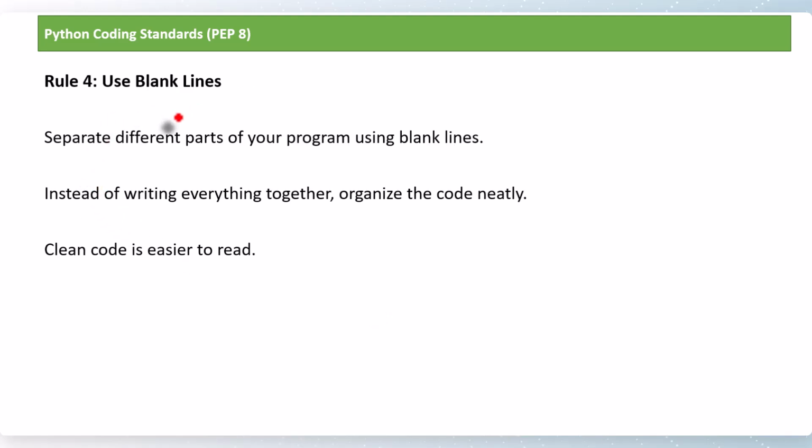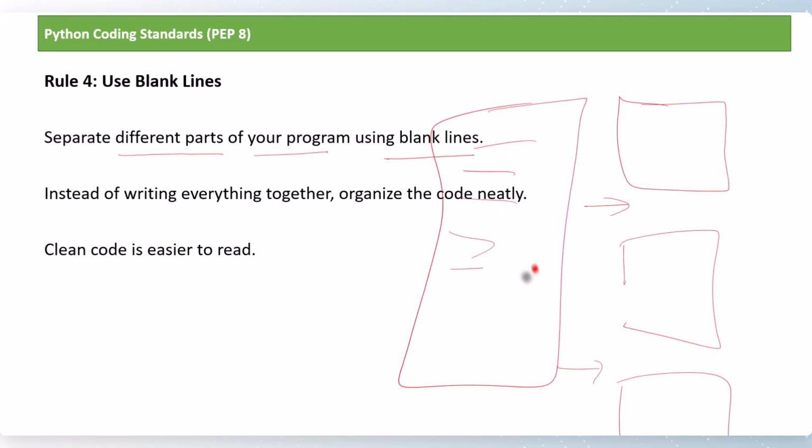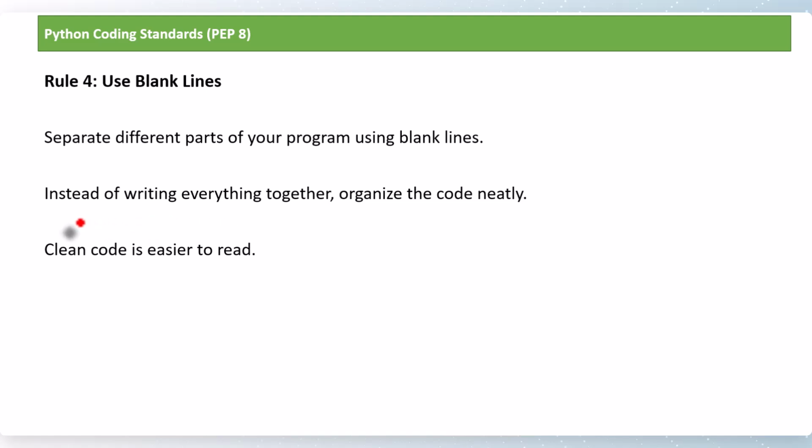Use blank lines. Now you have different parts in your program. Then you can separate all these different parts using blank lines. So one part is completed, then you can give a blank line. Second part, then a blank line. Third part, like that you can give some blank lines instead of writing everything together like this. Giving this kind of blank lines organizes the code neatly. Clean code is easier to read. It is just for readability purposes.